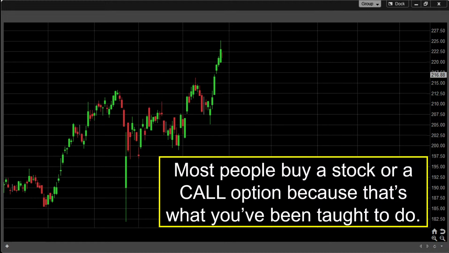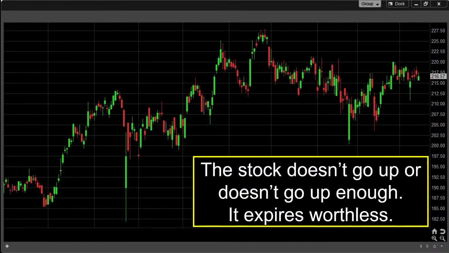This is an example of a typical trade you've been taught to make. You find a stock you like, you think it's going to go up, so you either buy shares of it or you buy a call. Now, why do you buy a call option? Well, mainly because when you started learning options, it's what you were taught to do, right? When the stock goes up, you buy a call. When the stock goes down, you buy a put. But what ends up happening a lot of times? Either the stock just doesn't go up, or it doesn't go up enough and the call you just bought ends up expiring worthless. Has that ever happened to you?